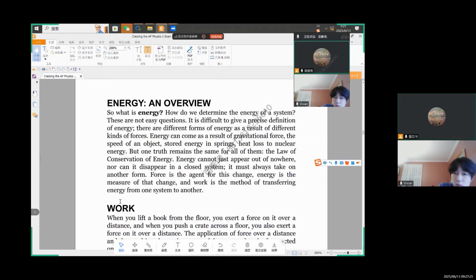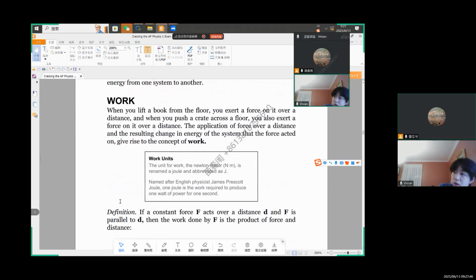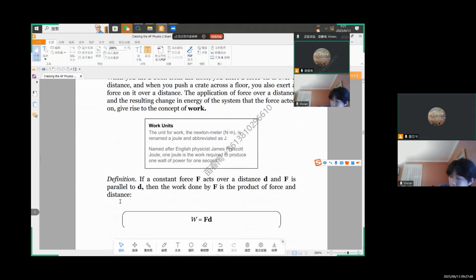Have you learned work before? A little. So what do you know about work? I did potential and kinetic energy before. Oh, yeah. One half mv squared, and mass times g times h, right? Yeah.